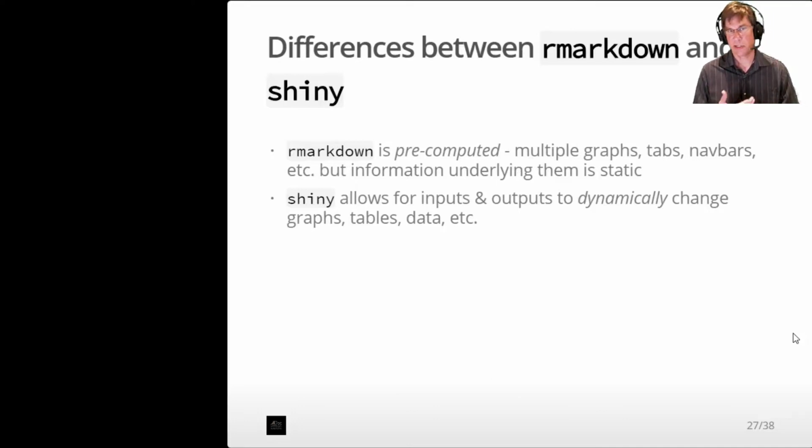Oftentimes I'll see Shiny being used as if it's a BI tool. If you really just want a BI tool, consider using R Markdown. If you have some large number of options, some large number of computations where you want to look at SA4 by gender, by industry, etc., and the combinatorics would kill you, then using Shiny as a BI tool is fine. But actually, Shiny can do much more than that, and conversely, R Markdown can do quite a bit, so long as you can pre-compute things.